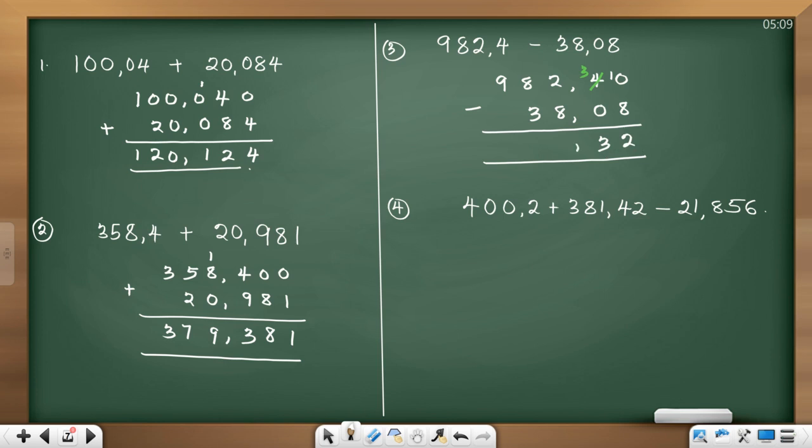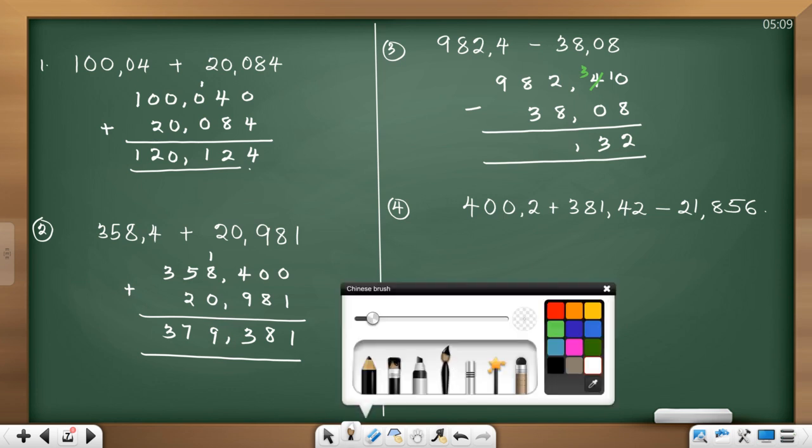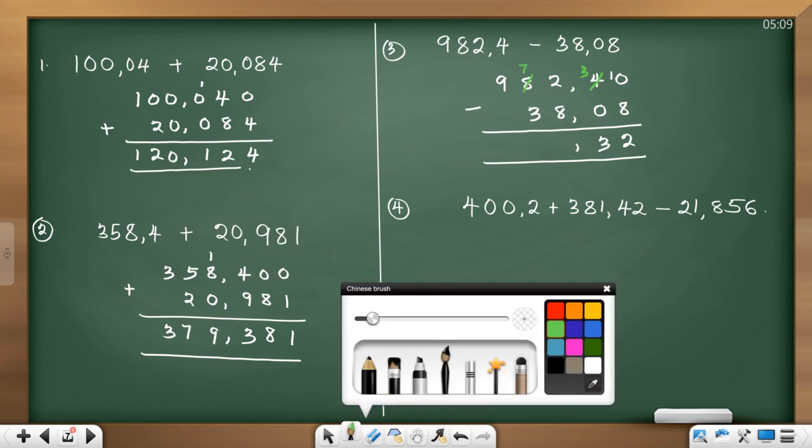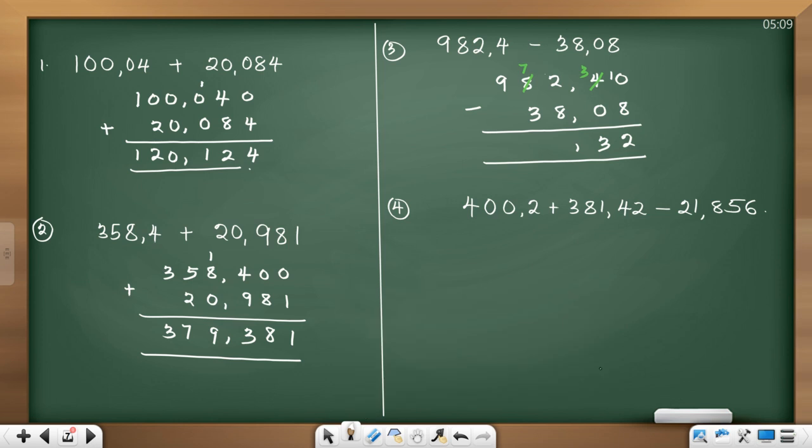We have another problem with the 2 and subtracting the 8. What do? We borrow 1 from the 8, and that will give us a 7. And that 2 then becomes a 12. 12 minus 8 would give us 4. 7 minus 3 would give us 4. And remember, oh, there's a 0 that I forgot to put there. All right. And 9 minus 0 would be 9. And that's our answer. 944,32.